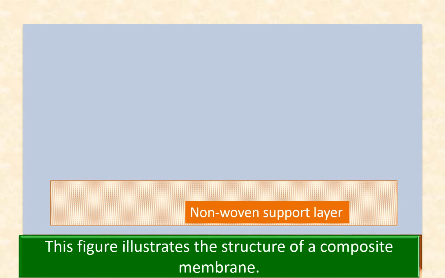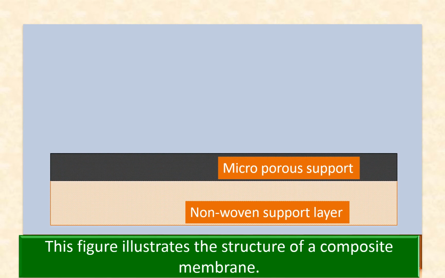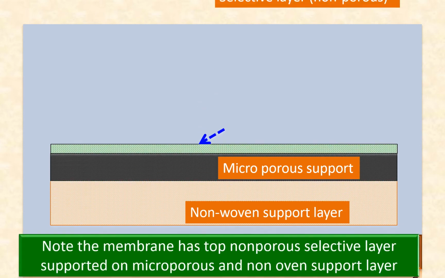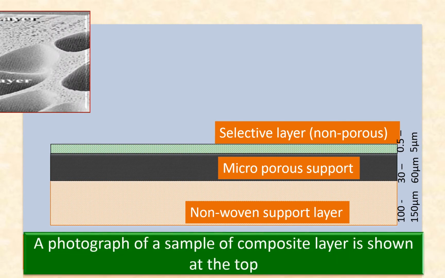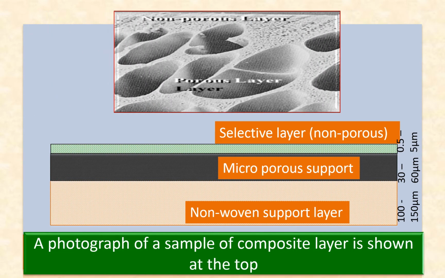This figure illustrates the structure of a composite membrane. Note the membrane has a top non-porous selective layer supported on a microporous and non-woven support layer. A photograph of a sample of composite membrane is shown at the top.